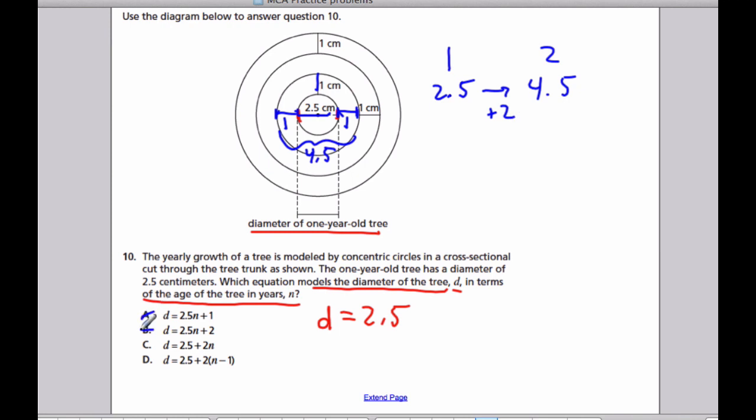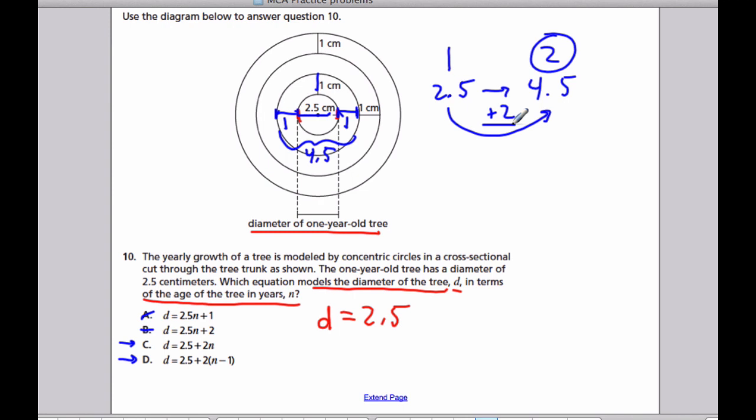That leaves me with two answers, either C or D, and I have to figure this out. A lot of people would go, well, it's just 2 times the number of years. Not exactly, because if you look at this, it has grown in 1 year only 2 centimeters. But this was the second year. So how do we go from 2.5 to 4.5? We increased 2.